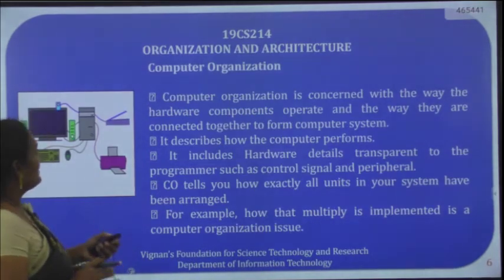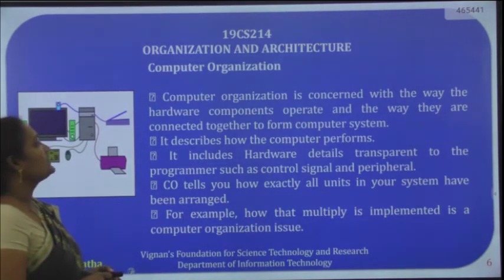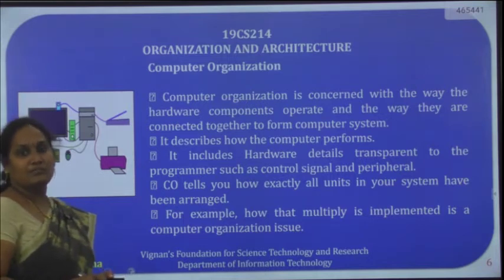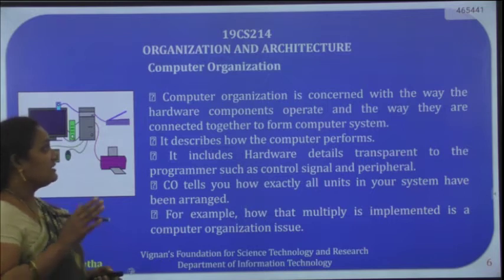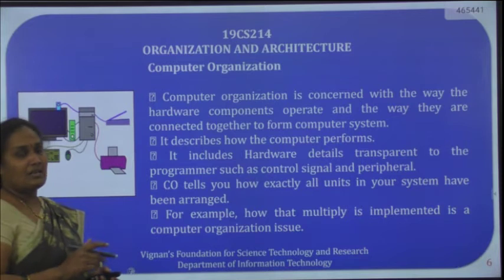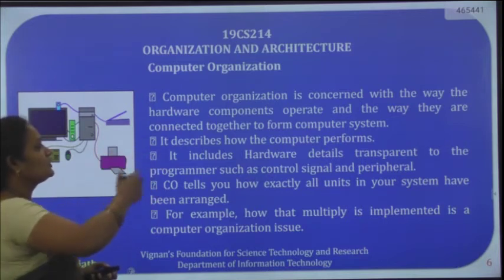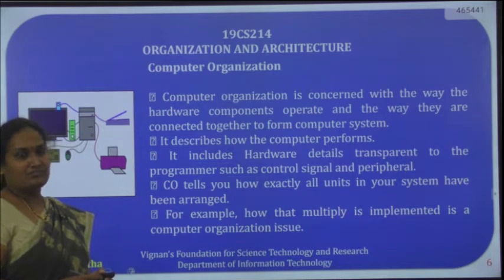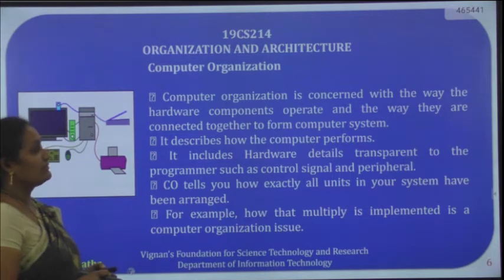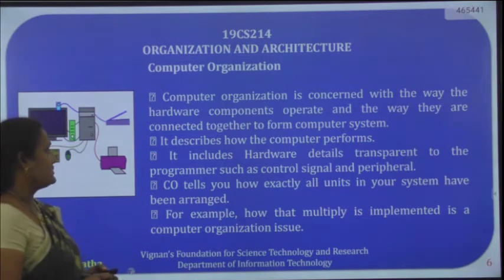Let us see computer organization. Computer organization is concerned with the way the hardware components operate and the way they are connected together to form a computer system. What hardware components are present is explained by the architecture. How they are operated and how they are connected together to form a computer system is called organization. It describes how the computer performs.